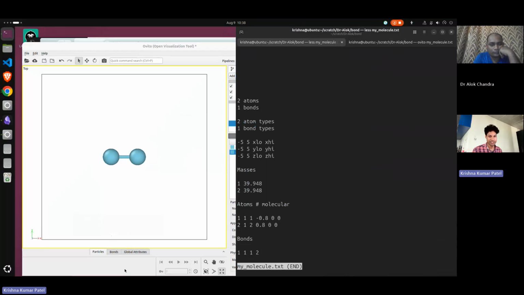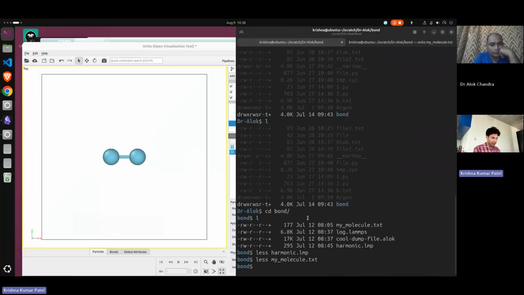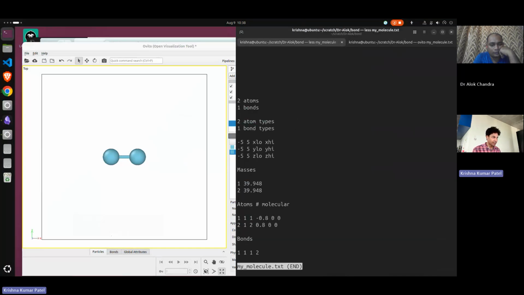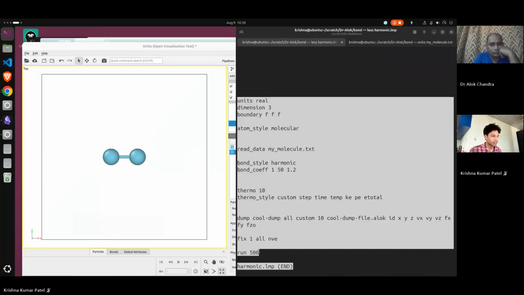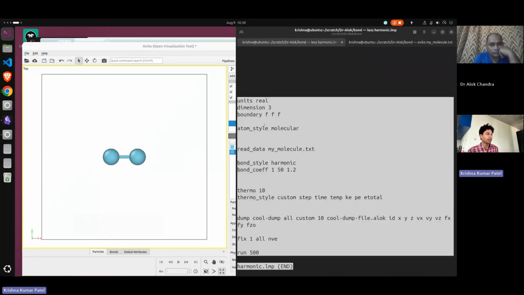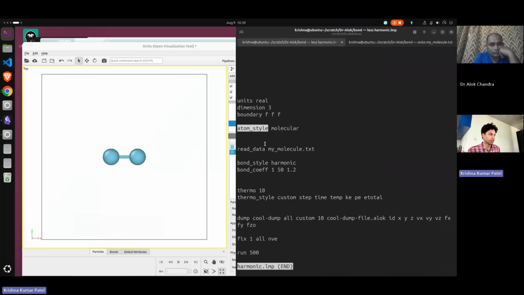This has no frames. You can see that it's just a data file, a molecular structure file. Then we simulated this file using this setting, atom style molecular, reading mymolecule.txt, basically this file. And then we have set harmonic potential. You can see that, right? And the constants that are required to solve that harmonic expression, right?